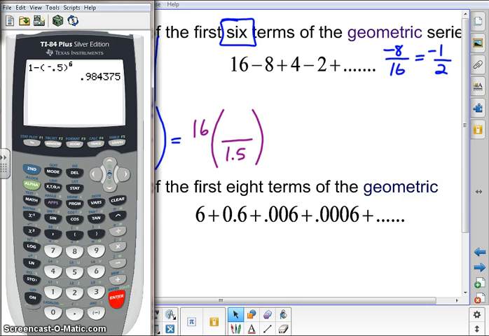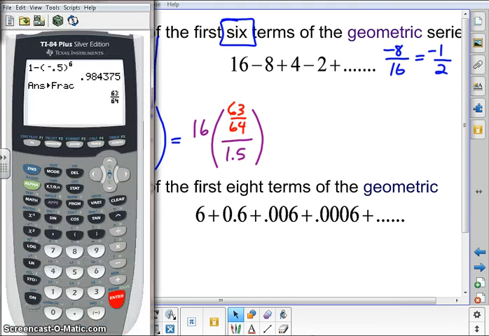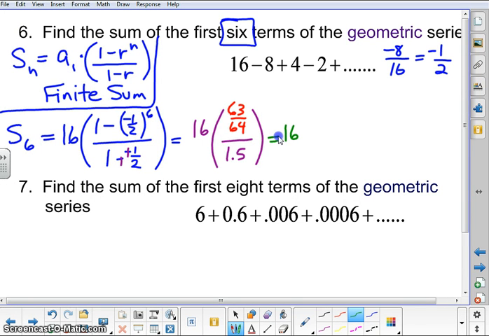Okay, find out what that is, and it looks like I'm going to go ahead and change that back into a fraction. So I get 63 over 64, so let's go ahead and put 63 over 64 in the numerator. And then we can go back to our calculator again and just divide that answer by 1.5. Push enter. Let's see what that is as a fraction. And we get 21 over 32. And we have some cross-canceling that we can do. 16 goes in there 2 times. So then the sum of all the numbers is going to be 10.5.